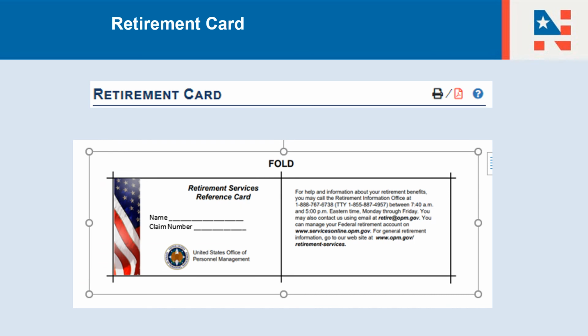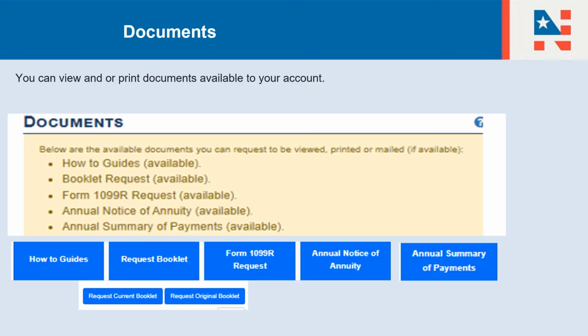You can also print out a retirement card. It is pre-filled with your information. You may want to put a copy with your in case of death instructions. You can view and/or print documents available to your account. How-to guides, which are print and services online. Booklet request. You request a copy of your current annuity or a duplicate of your initial booklet to be mailed to your address of record.